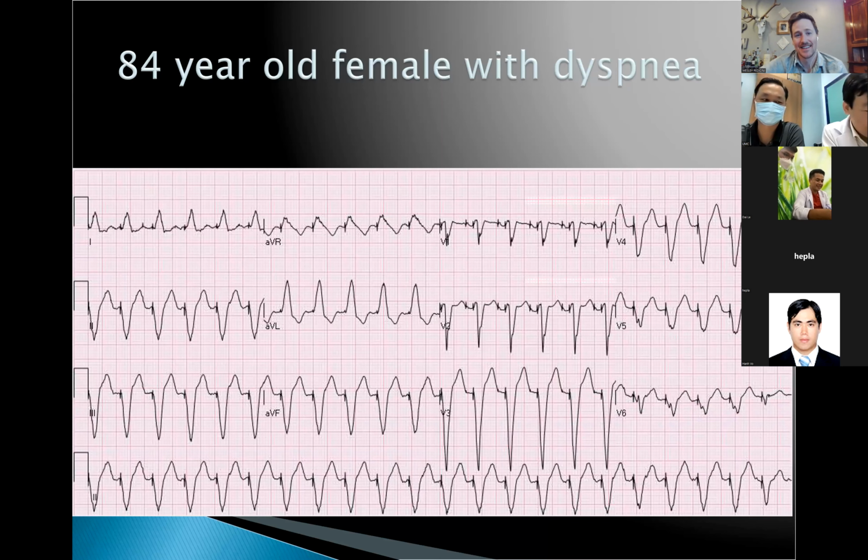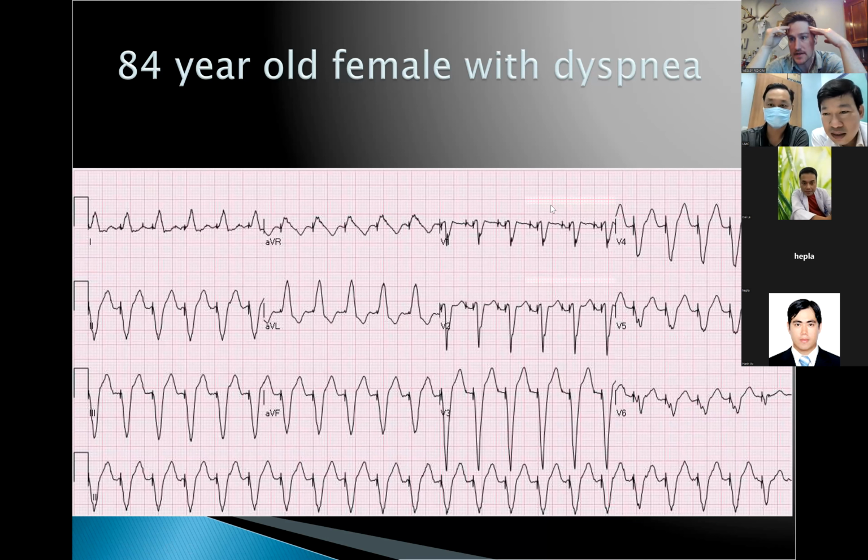Thank you very much. So the first case is an 84-year-old with dyspnea, and this is her EKG. By this EKG, what can we tell? Do they have a pacemaker or no? Yes, there is a pacemaker. We see a spike before a QRS complex. But then we also see a spike before a P wave, right? So we see two pacer spikes.